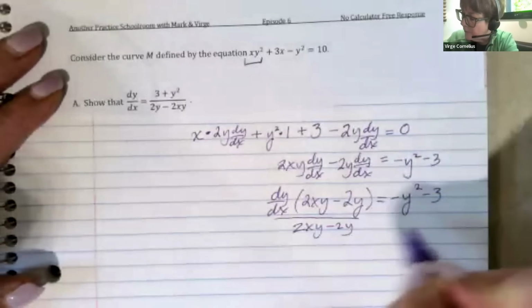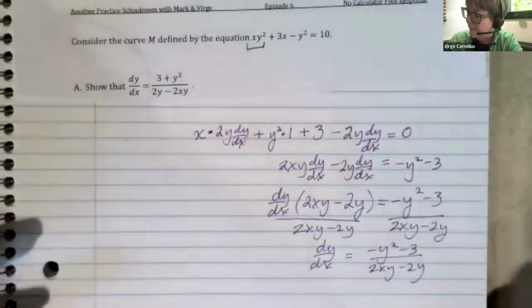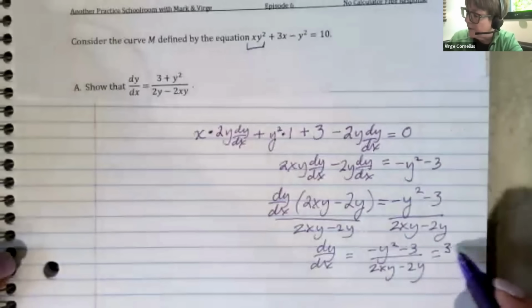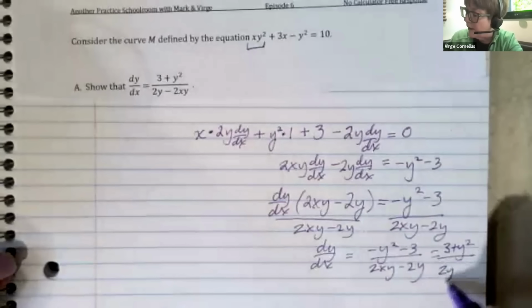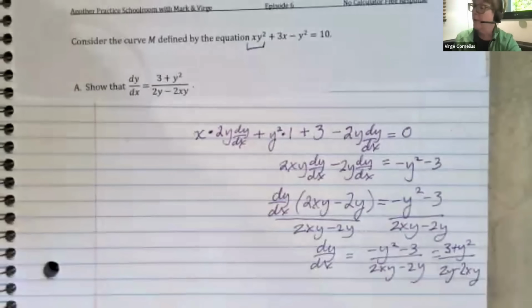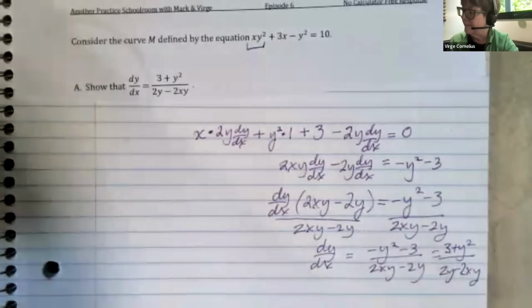And in my opinion, on the AP exam, you would be good. I agree with you. You're good because these are equivalent. If you want to restate that this is indeed the same as 3 plus y squared over 2y minus 2xy, you can, but you don't have to. Even if you did a multiplication of -1 over -1 and ended up with minus 2xy plus 2y on the denominator, I don't think you would have to reorder. It's more elegant, but I think any of those three would be fine that you have shown you could find dy/dx.